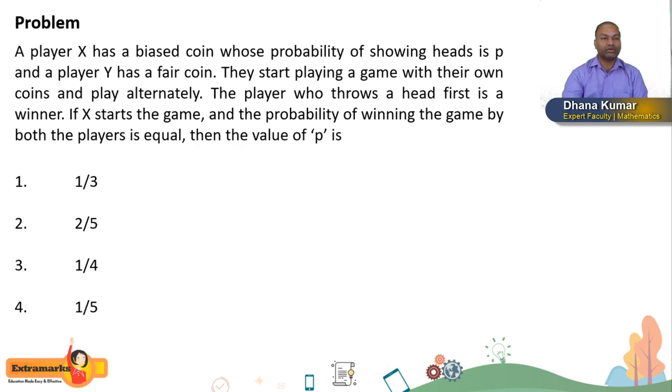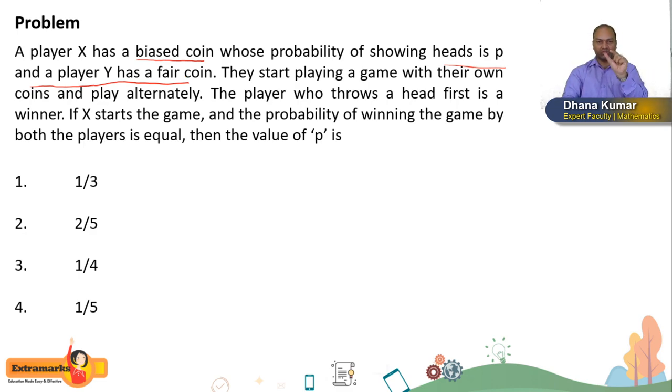Now you observe this one. A player X has a biased coin whose probability of showing heads is P, and a player Y has a fair coin. Generally you understood that the word coin is there.